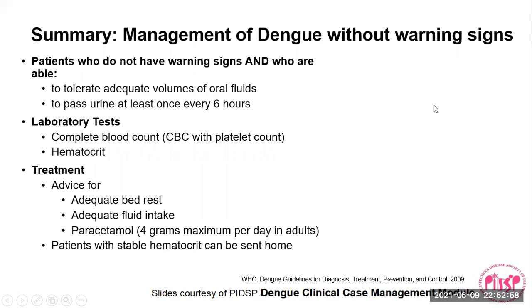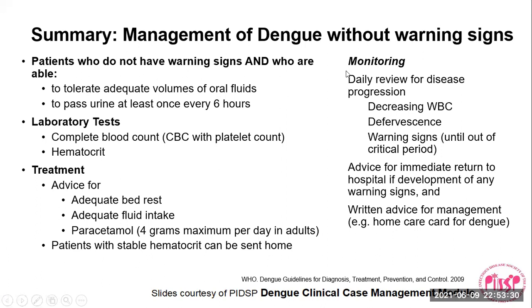So let's summarize what is the management of dengue without warning signs. Patients who do not have warning signs and who are able to tolerate adequate volumes of oral fluids and to have adequate urine output with a normal CBC and who are able to monitor daily their hematocrit. Treatment is for the following: advice only for adequate bed rest, adequate fluid intake, and proper dosing of paracetamol. And patients with stable hematocrit can be sent home.